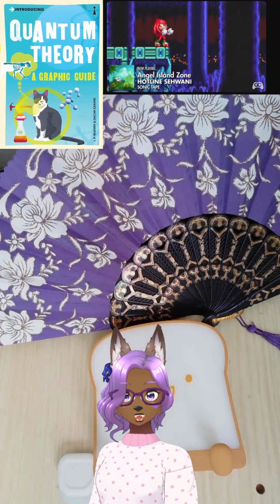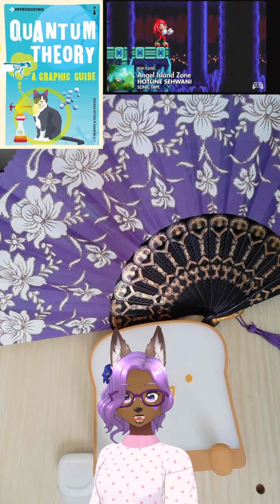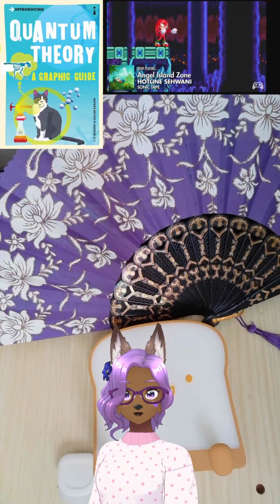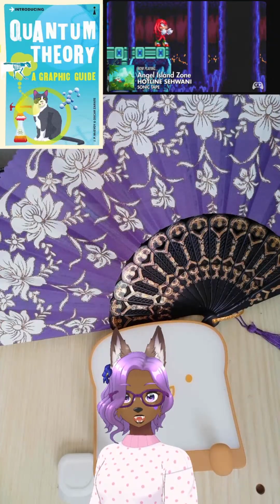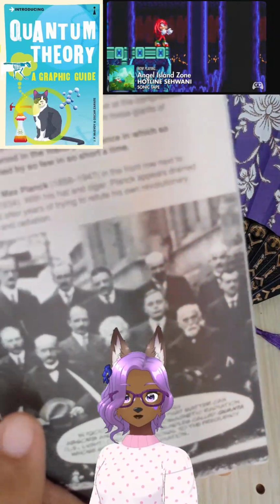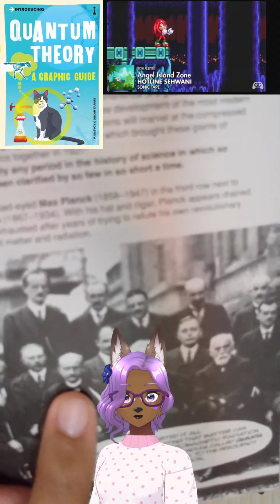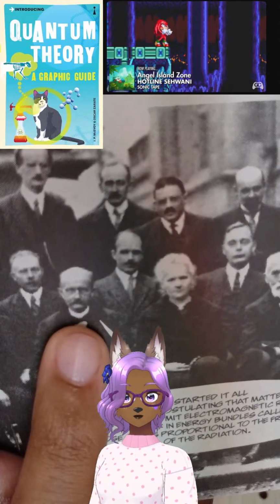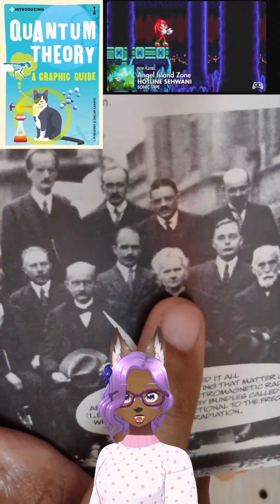Let's see, quantum physics together, so short a time. Look at the sad-eyed Max Planck in the front row next to Marie Curie. That's who that is. So we've got Max Planck here, and Marie Curie.